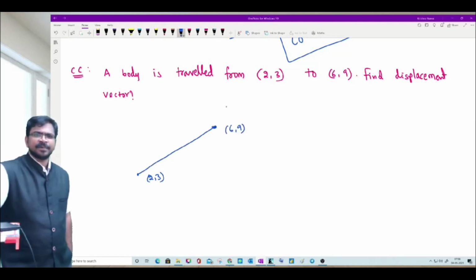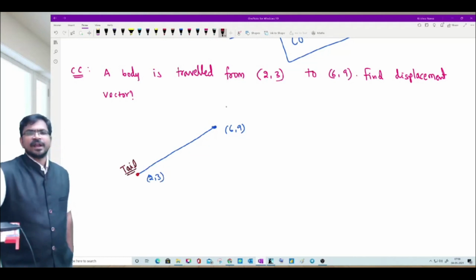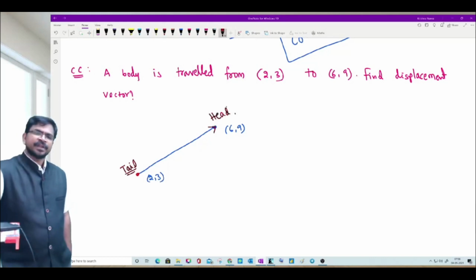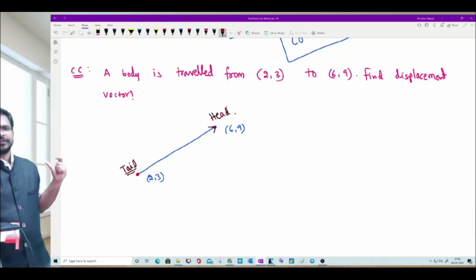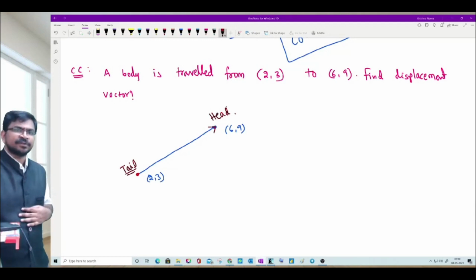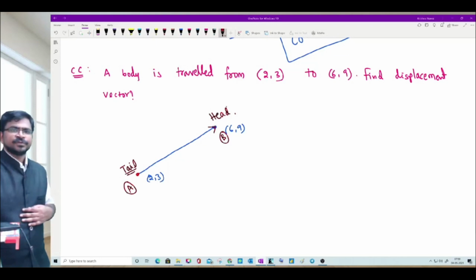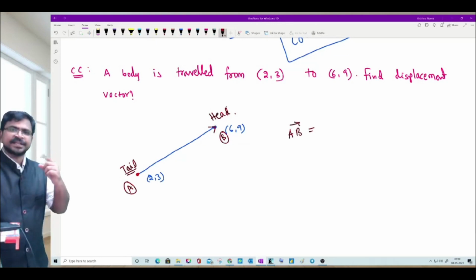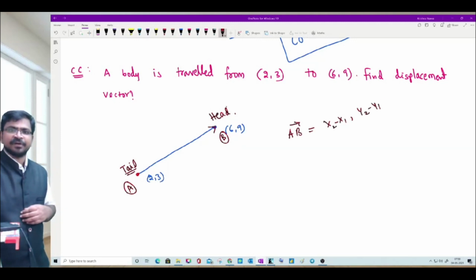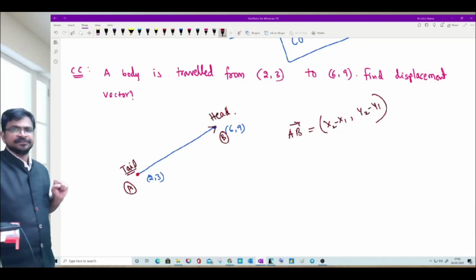What is the starting point? This is the tail point, this is the tail. And the end point is the head. To represent this vector, we have just discussed the coordinate method. Let me take this as A and this as B. So the vector AB can be written as x2 minus x1 comma y2 minus y1. This is the representation.